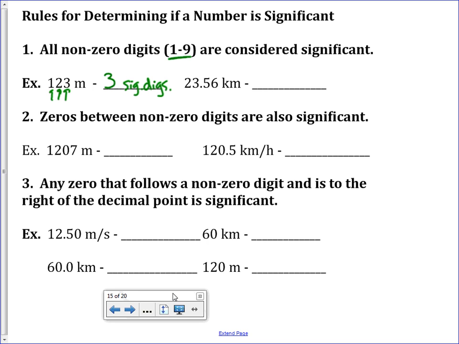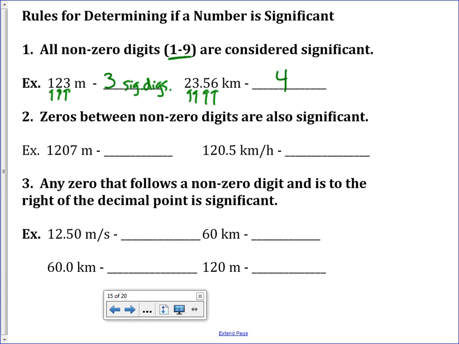In the next example, again, all of our numbers are non-zero numbers, so we count them all as being significant. So in this case, the number 23.56 kilometers has a total of 4 significant digits.